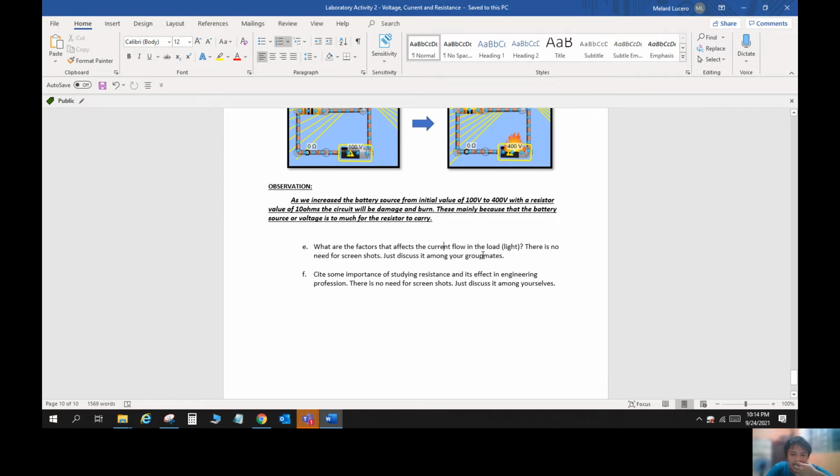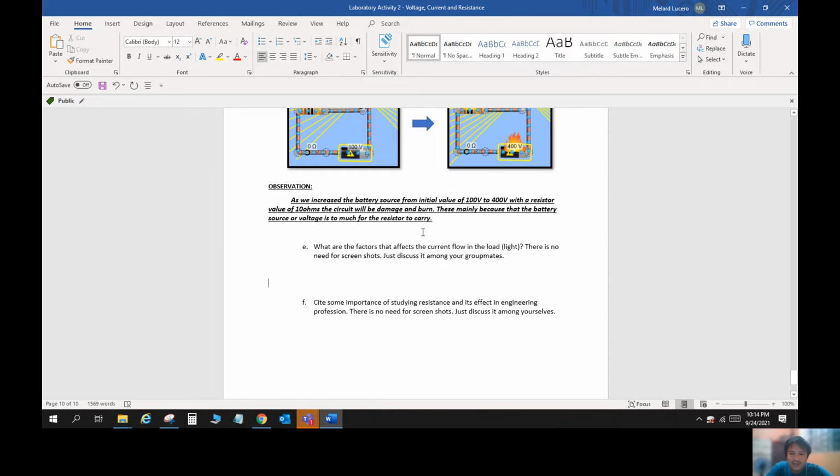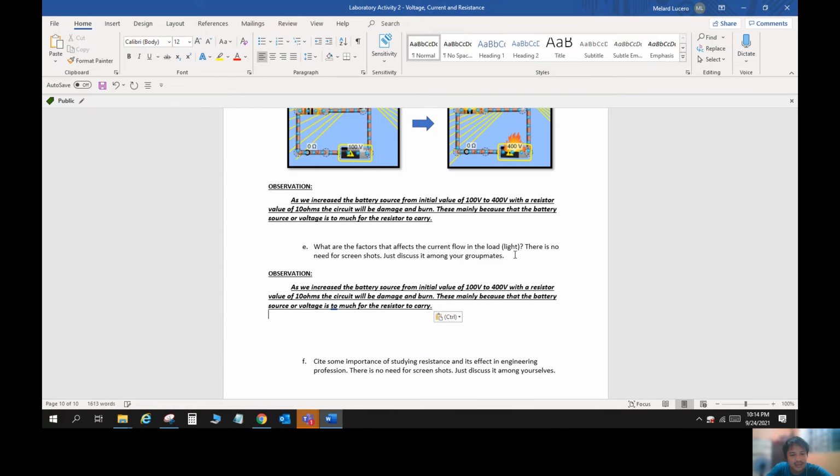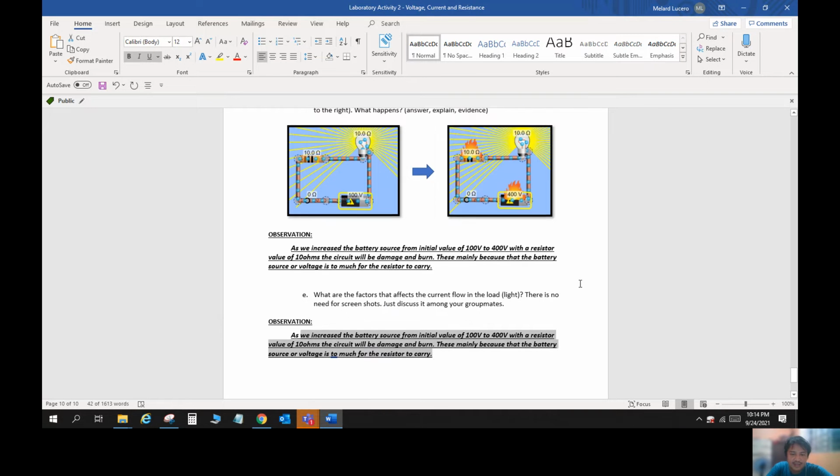So what are the apparent current flow in the load light? There is no need for screenshots. Just discuss it among your group mates. So wala si Greg ngayon. Pero kanina kasi napag-usapan na namin 'to eh. Hindi lang namin na-transfer dito sa Word. Pero ayan, na-discuss na namin 'yan.